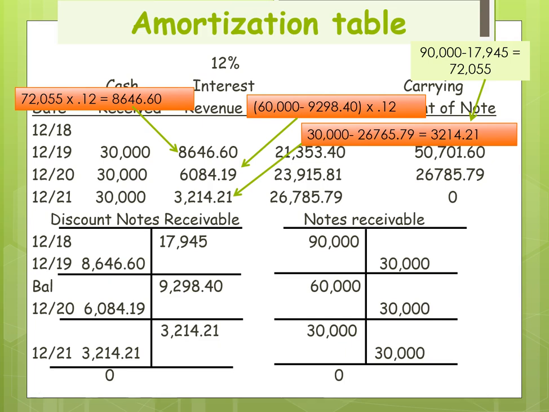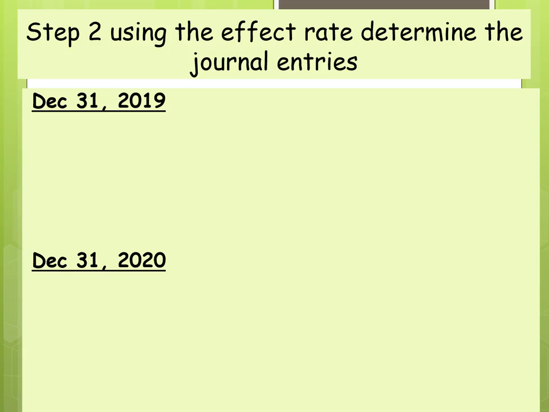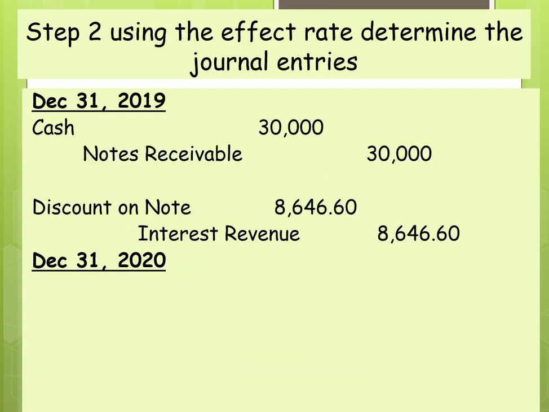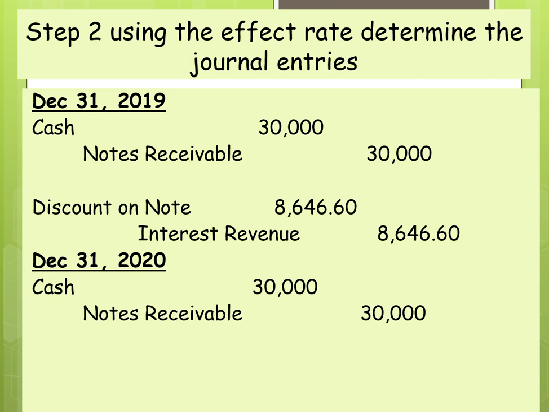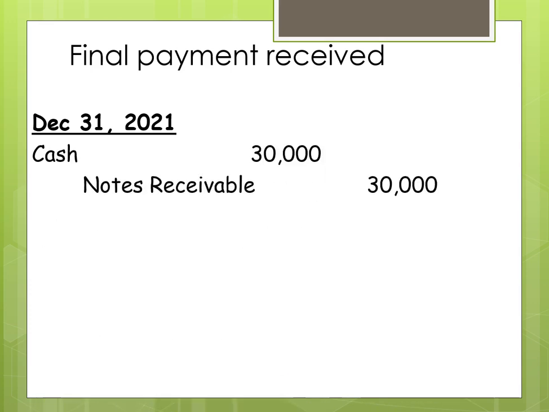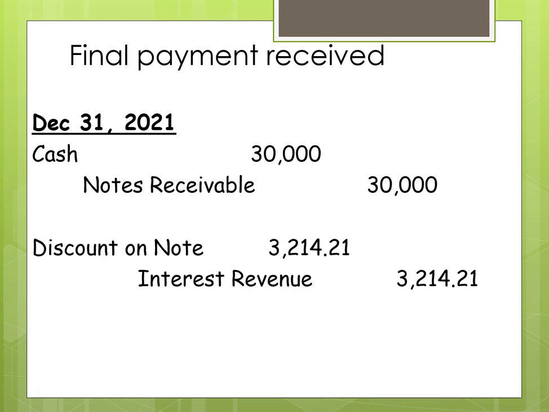So now let's look at our actual journal entries. Okay, our December 20th would look like this, and we would also book our interest revenue. Again, we book our payment plus our interest revenue. And then for our final payment, we book our final payment and our discount on notes, which is our final interest revenue that we earn.